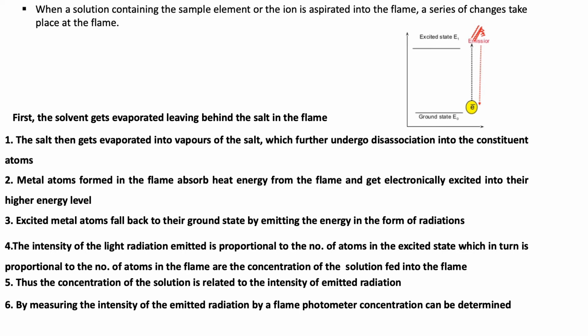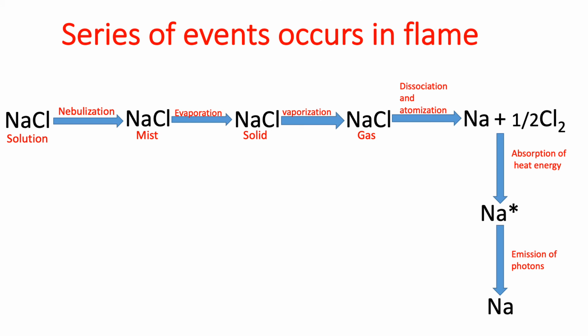So if you measure the intensity of the emitted radiation, it is directly proportional to the concentration of your ions in the solution. Using our flame photometer, we have other components from which we are able to measure the intensity of emitted light, convert that into emission, and after that correlate that to concentration. Now let us see how we are correlating the emitted radiation intensity into the concentration of ions in the next slide. These are the series of events occurring in the flame as we discussed in the last slide itself.